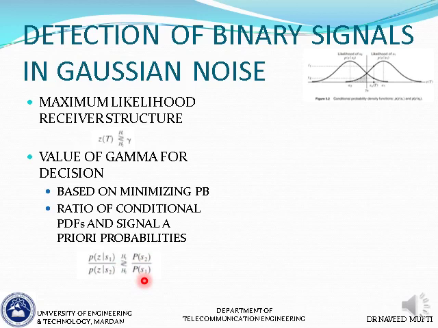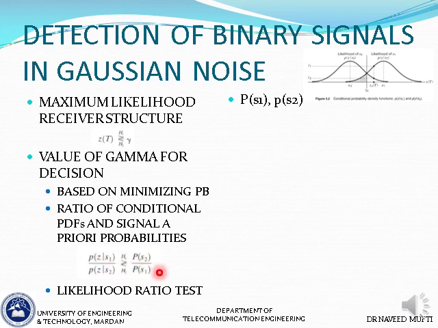So this formulation is also called the likelihood ratio test. So in this inequality, P of S1 and P of S2 are the a priori probabilities that S1 of t and S2 of t respectively are transmitted, and H1 and H2 are the two possible hypotheses. So the rule for minimizing the error probability states that we should choose hypothesis H1 if the ratio of likelihoods is greater than the ratio of a priori probabilities. So if this ratio is greater than this ratio, we'll go for H1, otherwise we'll go for H2.